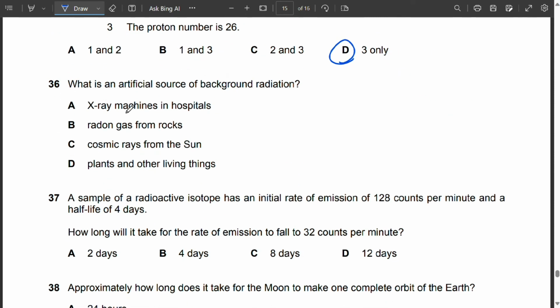Question number 36. What is the artificial source of background radiation? So see, they are asking what is an artificial source, as there is a difference between artificial and natural sources. So it's basically the X-ray machine, because these X-ray machines are produced by humans in hospitals, and these are artificial sources. Others like radon gas, cosmic rays, plants and other living things are natural sources of background radiation.